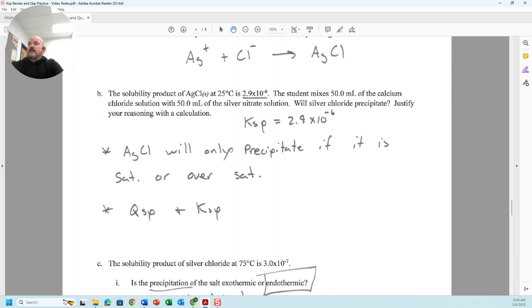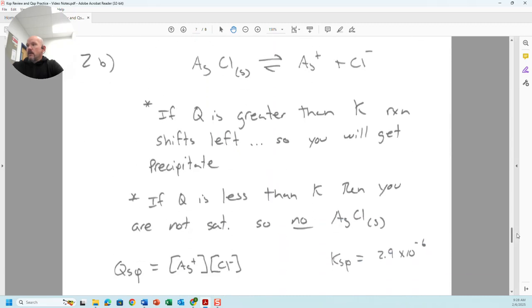So if you're trying to figure out if a precipitate will happen, this is a Qsp and Ksp question, right? Remember, Q is where you're at right now, and K is where you need to get to. We always say, if Q is greater than K, the reaction shifts left, because you have too many products. But remember, we're talking about this reaction. So if Q is greater than K, that means you have too many aqueous ions, you're oversaturated, the reaction shifts this way, and you get the precipitate.